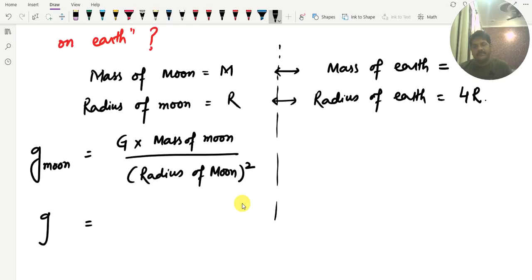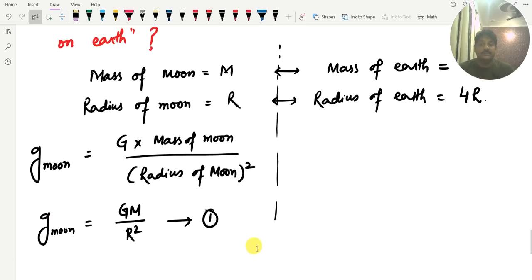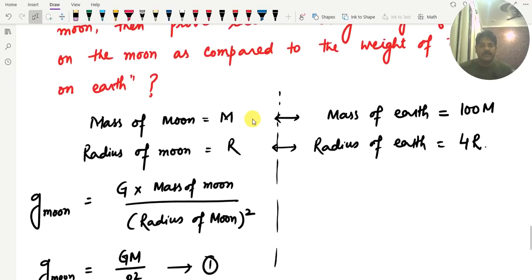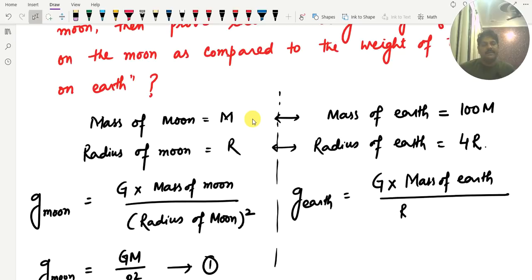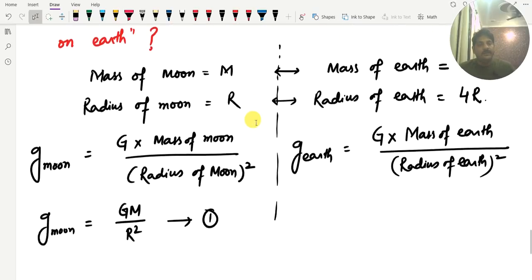So this is G moon is equal to G m by r square. Let us say this is equation number 1. In the same way, if we find out the value of G earth from these values, so we will get G earth is equal to capital G into mass of earth divided by radius of earth whole square.